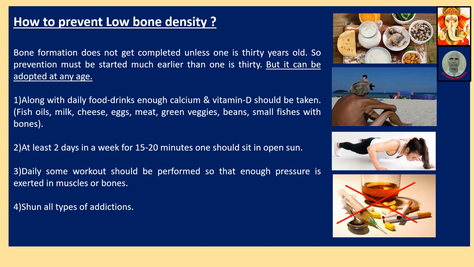Steps. Number 1. Along with daily food and drinks, enough calcium and vitamin D should be taken. Fish oil, milk, cheese, eggs, meat, green veggies, beans, small fishes with bones. These are all sources of calcium and vitamin D. Almost all occur simultaneously.